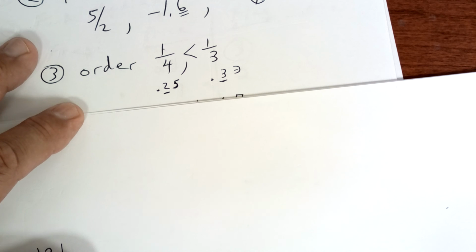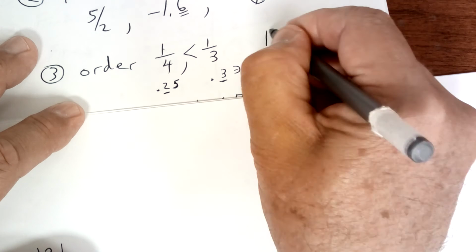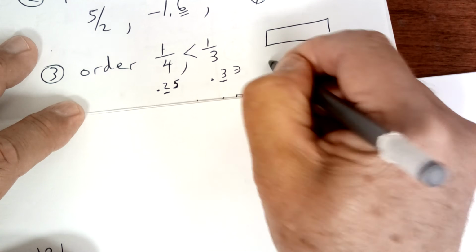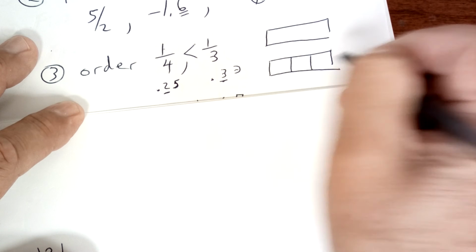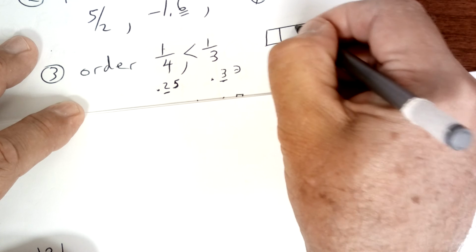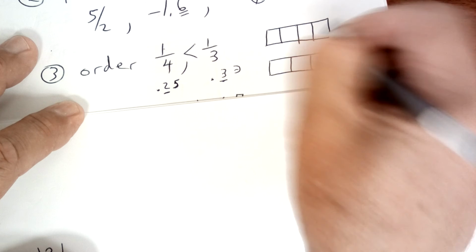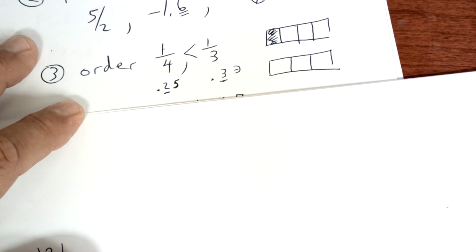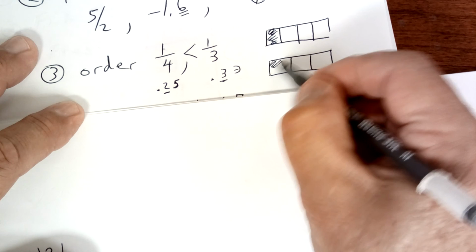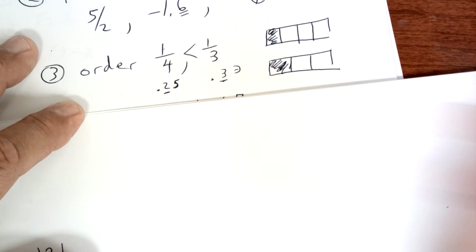Now visually, if you take a candy bar, 2 of them, and you break this one into 3 pieces, and this one you break into 4 pieces, you can see that 1/4 is smaller than 1/3. See, 1/3 is bigger because you're only breaking it into 3 pieces and not 4 pieces.